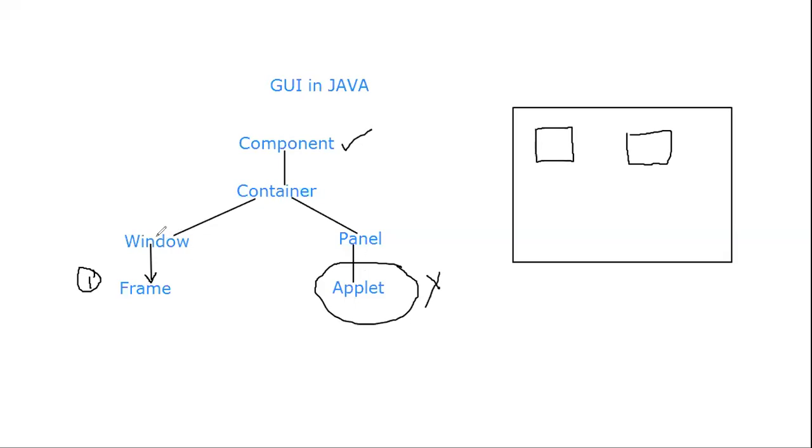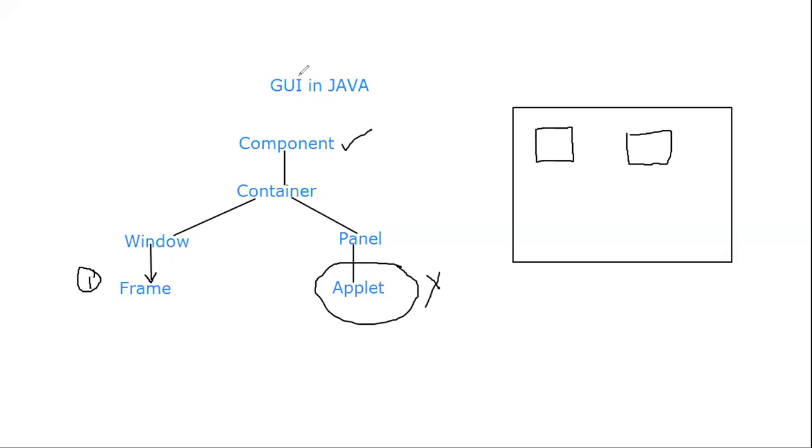But directly we are not using Window. I'm going to use a subclass of Window, that is called Frame window. We are not using Applet because Applet is deprecated from JDK 9.0. So remember this point. Okay, so that is a simple description about the different classes present inside AWT.